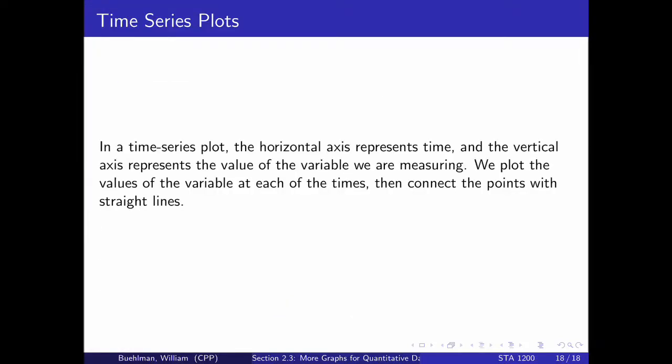So a final note, in a time series plot, the horizontal axis represents time. So always use the horizontal axis or the x-axis for time, and the vertical axis as whatever we're going to measure. We plot the values of the variable at each of the times, and then we connect them with straight lines. So whenever you're doing a time series plot, you just need to remember those things. X-axis is time, y-axis is whatever we're measuring, and then once you plot all your points, just draw a straight line from the first point to the second point to the third point, and so on.